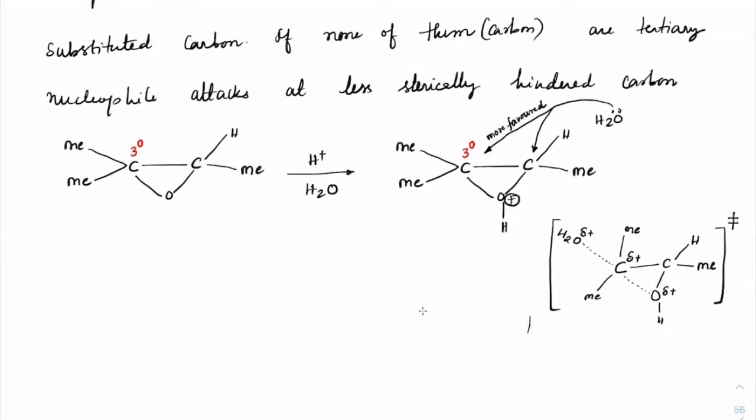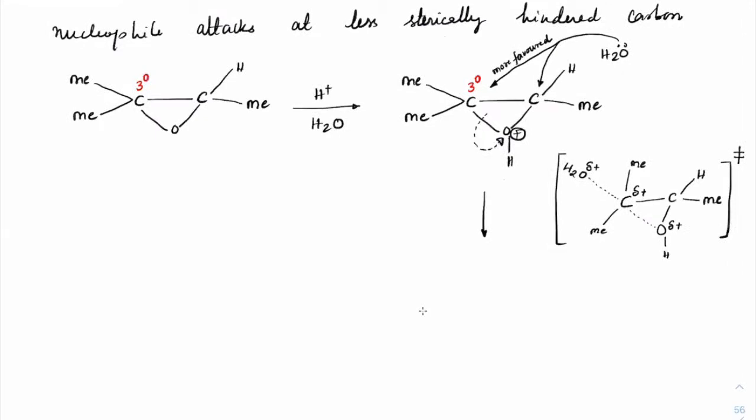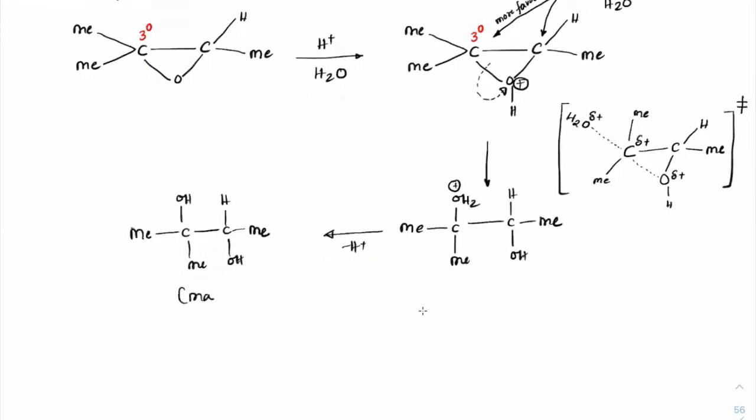Hence, the more favored place is the tertiary place. So therefore, the bond will start breaking from this end towards oxygen. So what is the product? We'll have methyl with carbon with OH2 plus and methyl with C and H and OH and Me. Remove that H plus out of it. We'll get the final product as Me, COH, Me, CH, OH and Me. Correct? So this is the major product, which is found approximately around 70 to 80%.